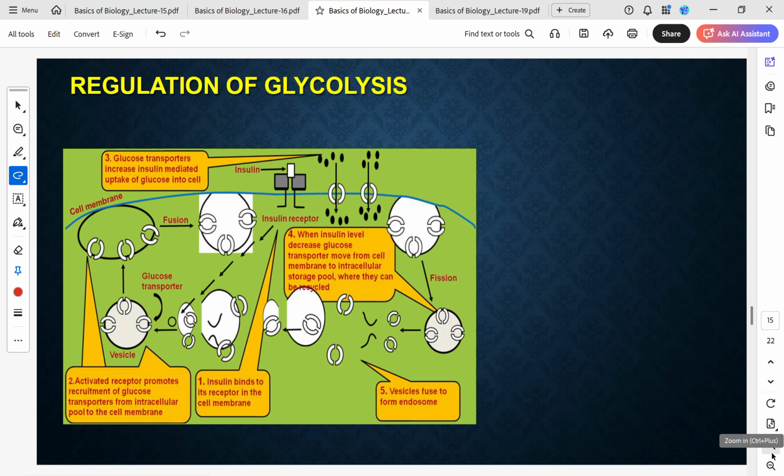sheet. So how is this process regulated? The first step is insulin binding to its receptor in the cell membrane. This activated receptor promotes recruitment of glucose transporters from the intracellular pool to the cell membrane. These glucose transporters increase the insulin-mediated uptake of glucose into the cell. When the insulin levels reduce, the glucose transporters move away from the cell into the internal storage pool.